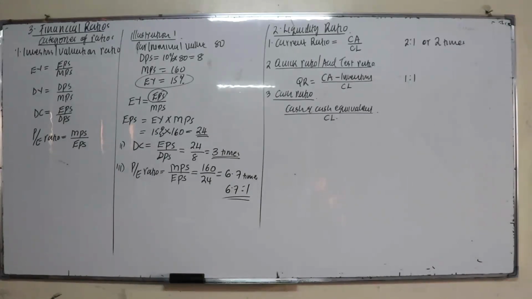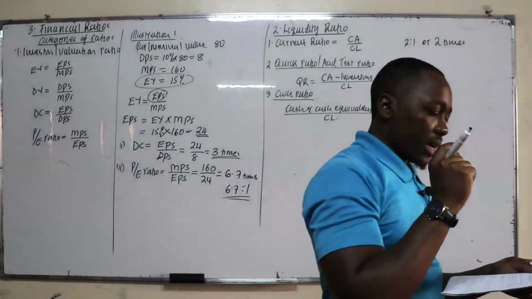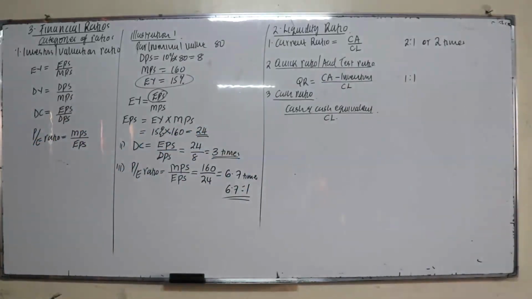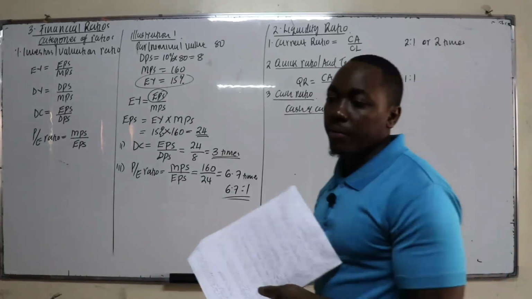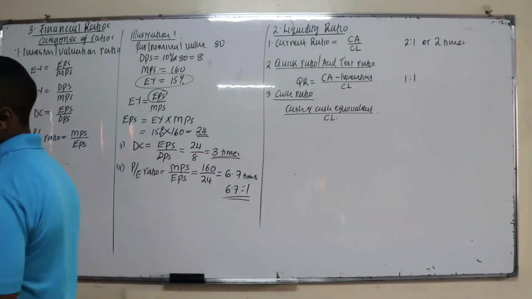That's the gearing, or the leverage, or the capital structure ratio. Now, this indicates the extent to which the company has borrowed fixed return capital to finance its assets. Can you underline that? There's something I want you to underline: this indicates the extent to which the company has borrowed fixed return capital. Underline that. Fixed return capital to finance its assets.